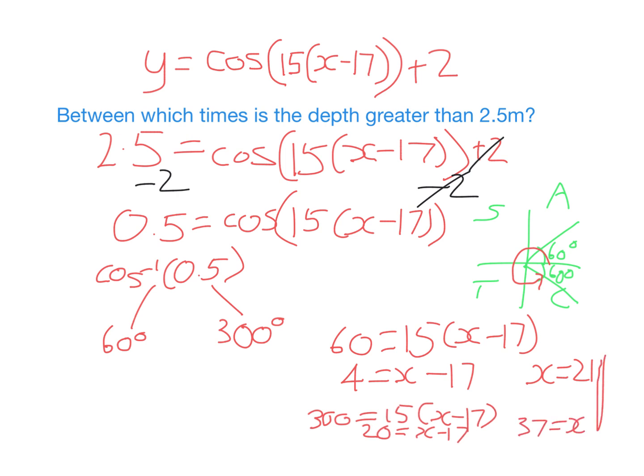What do these two solutions here mean? Remember, x is the number of hours after 12 a.m. So 21 corresponds to 9 p.m. 21 o'clock is 9 p.m. Now, what does 37 hours after 12 a.m. mean? If you go forward 24 hours, you're at 12 o'clock. This is 13 hours after that. This is 1 p.m. Remember that the peak here occurred at 5 p.m. So, between which times is the depth greater than 2.5 meters? Every day it's going to be between these two times, between 1 p.m. and 9 p.m.